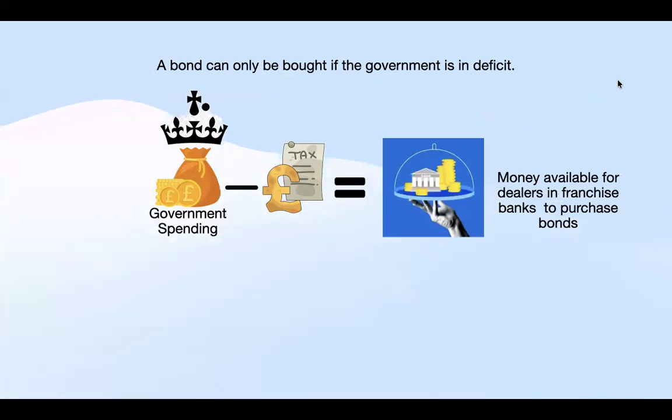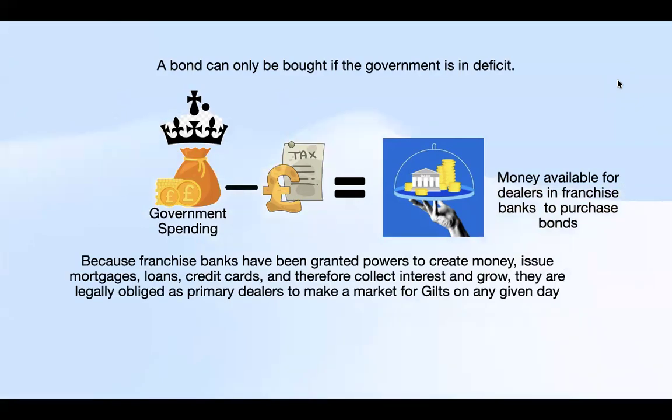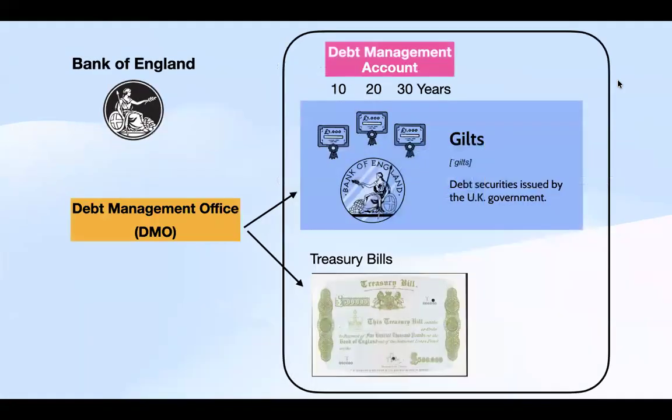Because franchise banks have been granted powers to create money, issue mortgages, loans and credit cards, and therefore collect interest and grow, they are legally obliged as primary dealers to make a market for gilts on any given day. Well, the UK government knows that it will very rarely tax more than it spends in a given year, so very rarely does it ever have a government surplus.